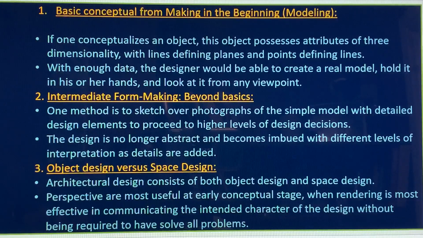We have a few basic concepts: the basic conceptual form making, the intermediate form making, and the final design. First of all, we have basic conceptual form making in the beginning, modeling. If one conceptualizes an object, this object possesses the attribute of dimensionality, with lines defining planes and points defining lines. From two points, we can define one line.